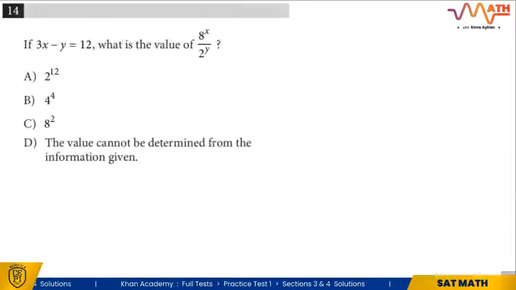Question 14. If 3x minus y is equal to 12, what is the value of 8 to the power x over 2 to the power y? Interesting question. Here, 8 can be written as 2 to the power 3, right? And since we have x as power, we will multiply. So 8 to the power x can be written as 2 to the power 3x, and we have that over 2 to the power y.